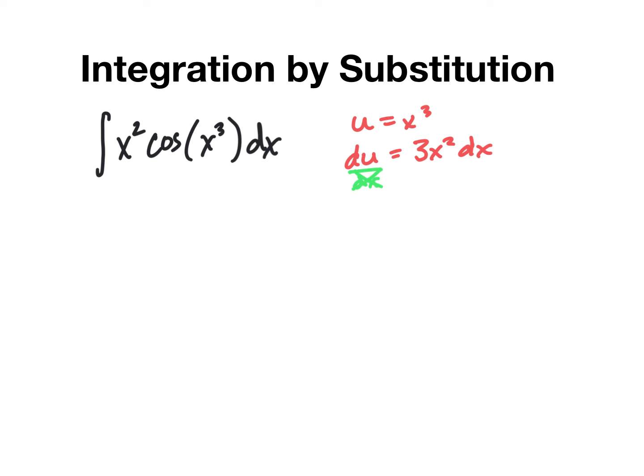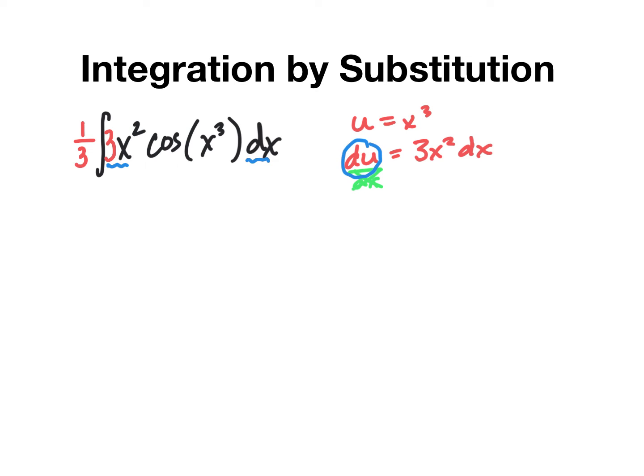Now, looking at this, we have a 3x squared dx. Here, outside of our trig function, we've got an x squared dx. I would like it to be a perfect match. I would like it to be exactly 3x squared dx. So I'm going to put a 3 here. Now, obviously, you can't just multiply by 3 unless you offset that with a 1/3 out front, because 1/3 times 3 is 1, and I haven't changed anything. So now this part that I'm underlining is equal to du.